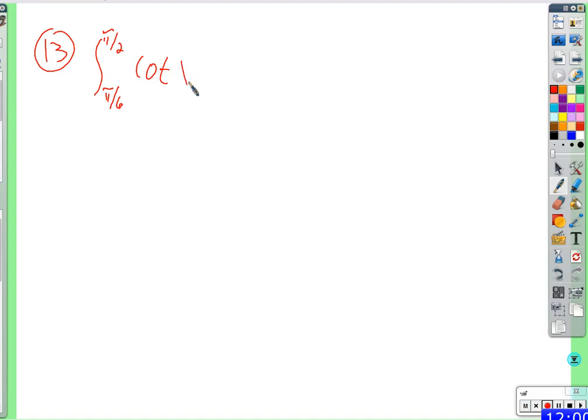All they're doing is punishing you. It's a simple problem, isn't it? If you only knew what the antiderivative of cotangent is. So look in your books. Somebody's got a book, right? Very front. Antiderivative of cotangent. I got negative... a natural log of the sine of x.